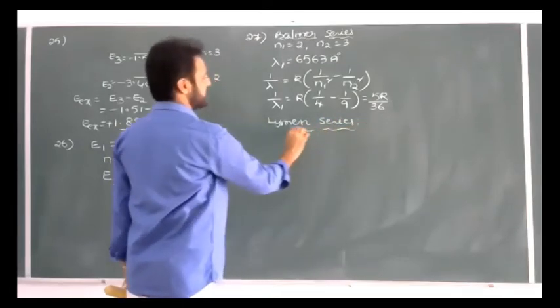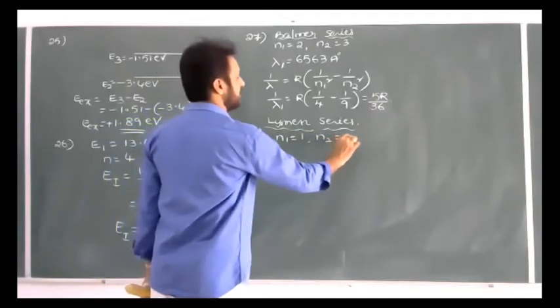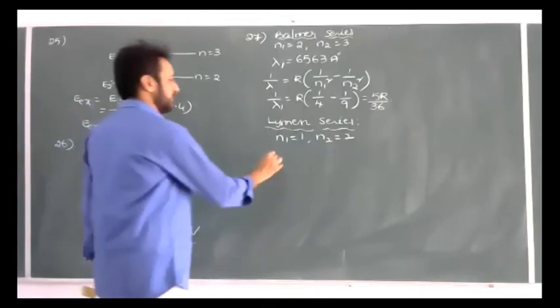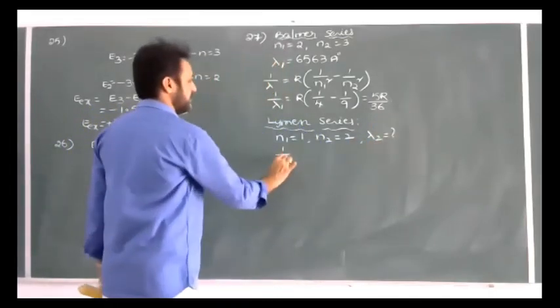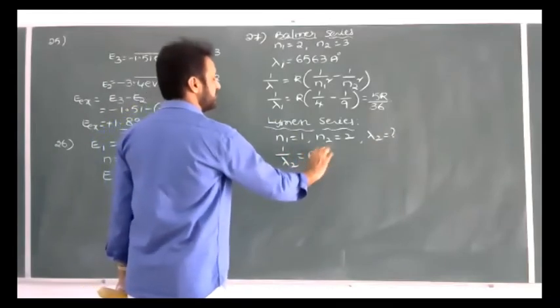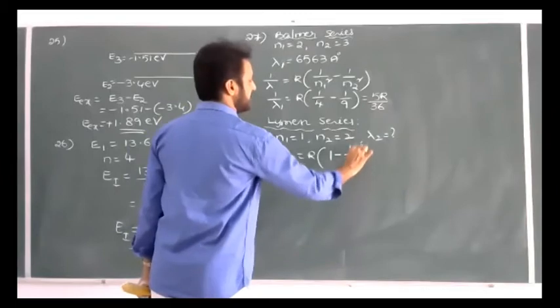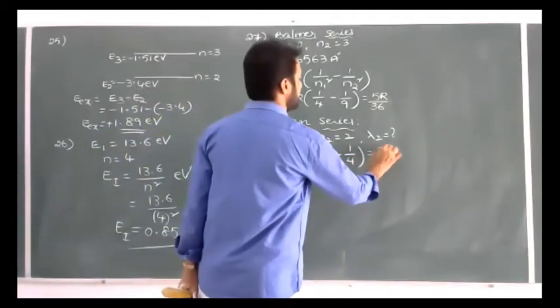For the first line of the Lyman series, n1 is equal to 1 and n2 is equal to 2. Take the wavelength as lambda 2, which you should calculate. Therefore, 1 by lambda 2 is equal to R into 1 by 1 square minus 1 by 2 square, which is 1 minus 1 by 4, equal to 3 by 4. So 3R by 4.